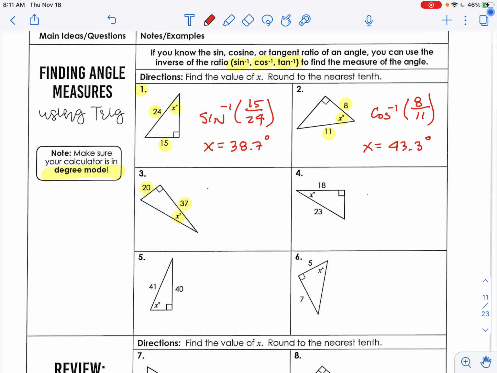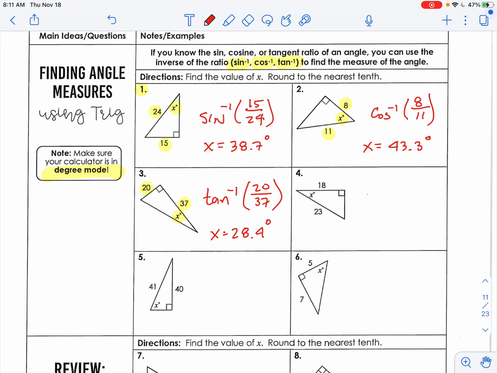So again, to find angles, I use inverse trig functions. So it's the tangent inverse of, again, the order matters. TOA means opposite over adjacent. If you put that in your calculator again, you're going to get x equals 28.4 degrees. And again, decimals all over the place. And we have it. So let's keep going here.